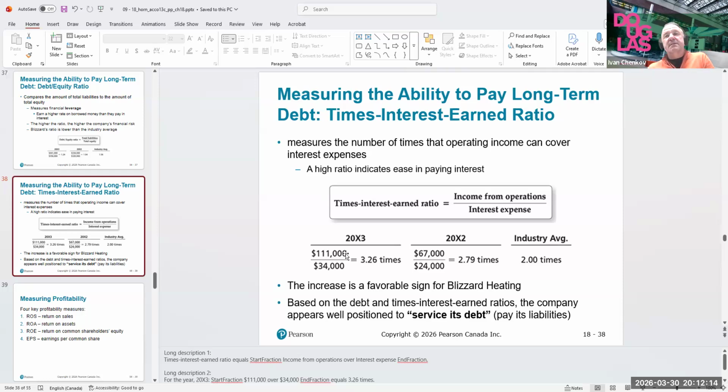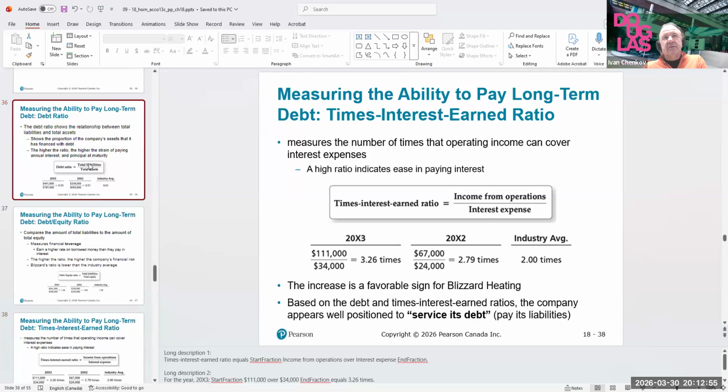So let's think about this ratio for just a second. This ratio in 2022 was 2.79, which we're saying is a good thing because it's above 1. Next year it went to 3.26. So we have an increase here of 0.46 times. And as you can see, the cost of debt is going up, but the income also goes up.